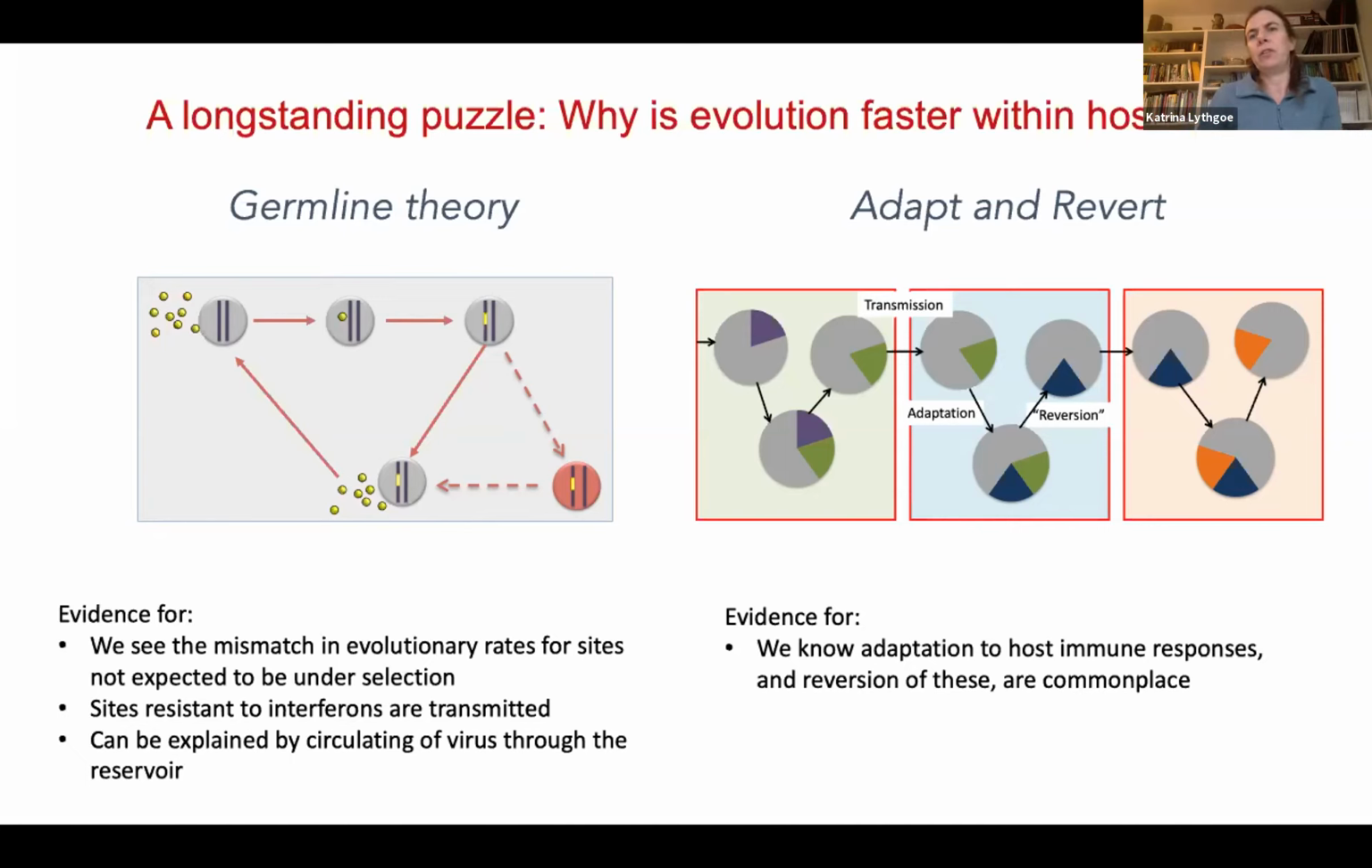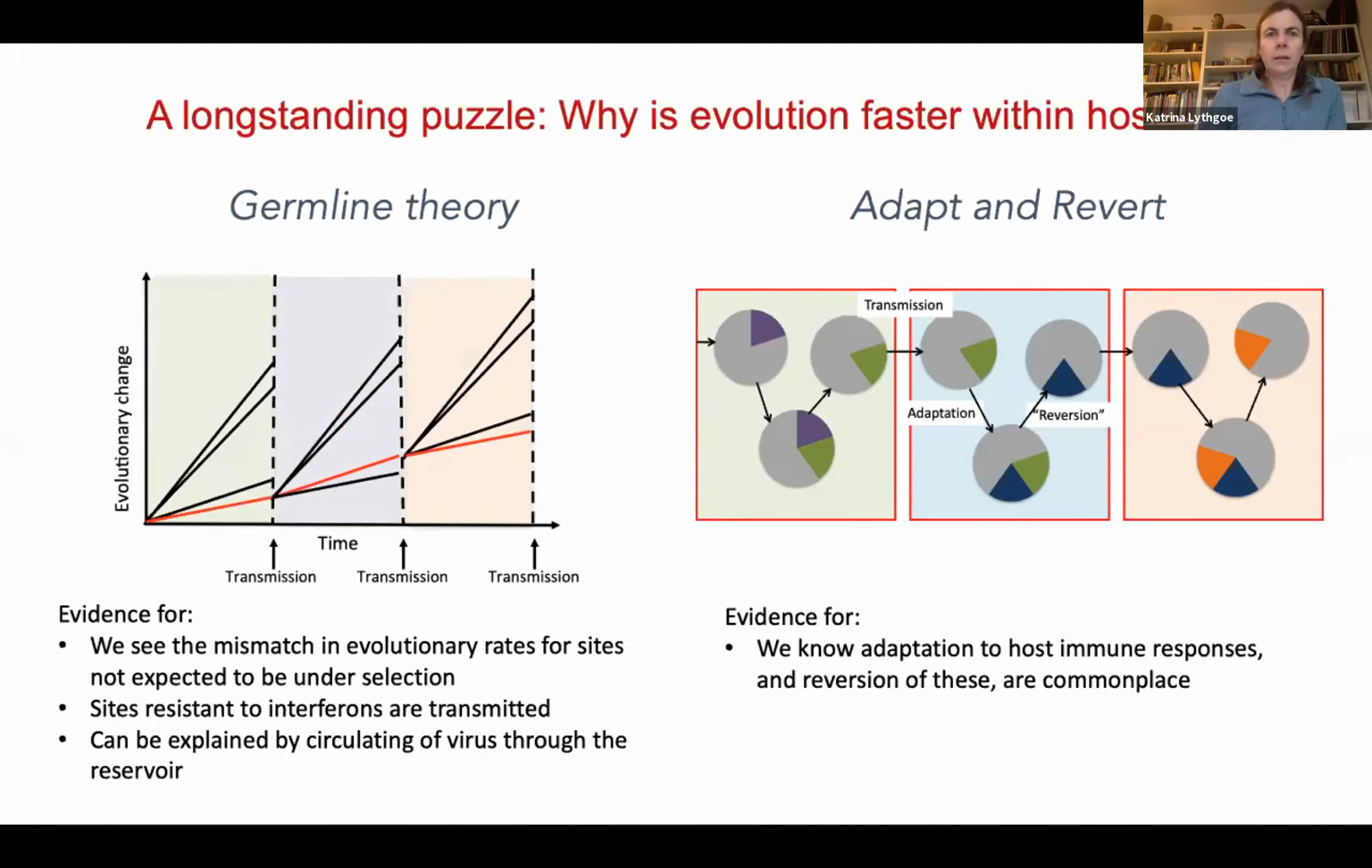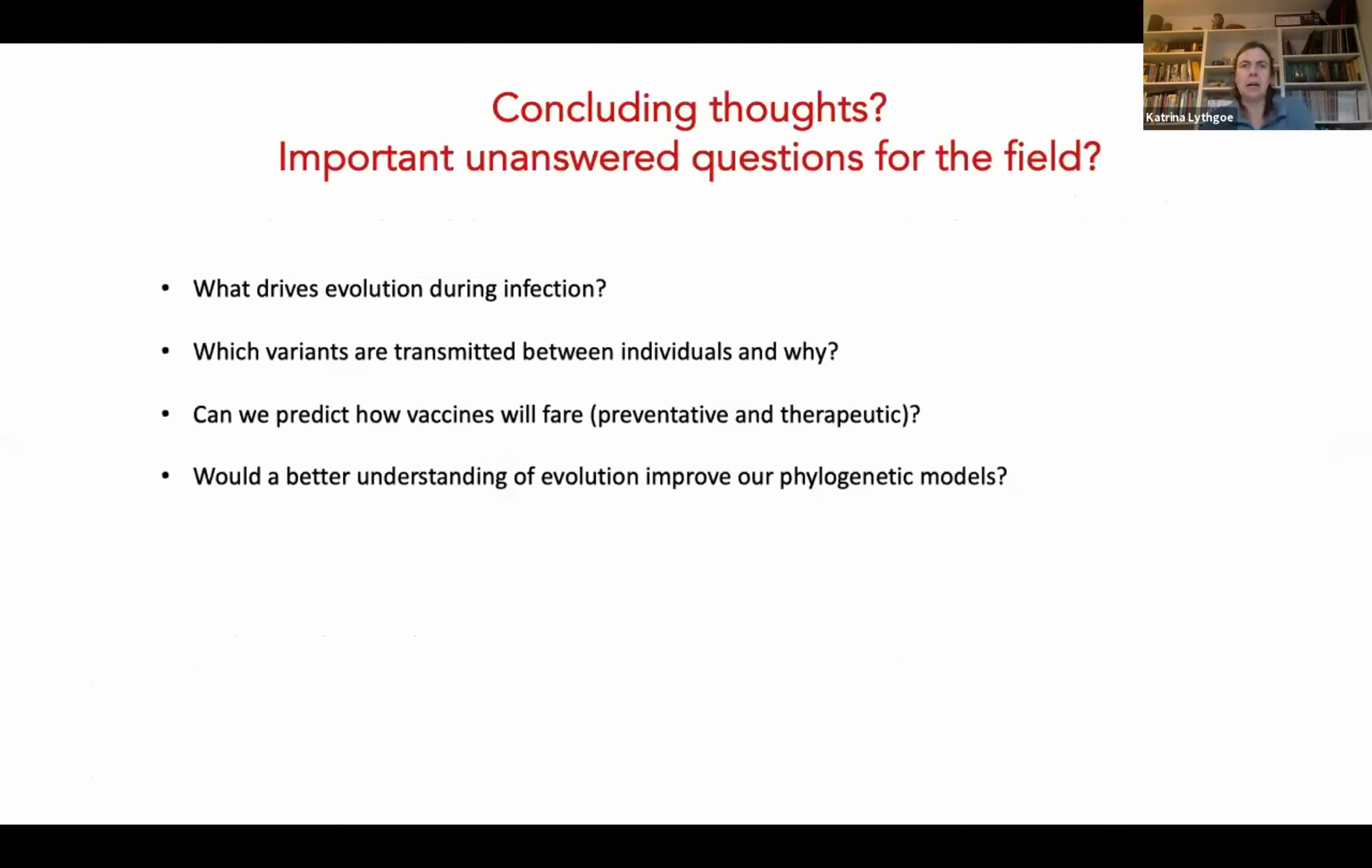And really disentangling this is quite important, because when we're wanting to think about, for example, what variants are transmitted for vaccines, then we really want to know where those variants are coming from. So this is just some really general unanswered questions for the field. So what drives evolution during infection? Which variants are transmitted between individuals and why? Can we predict how vaccines will fare? Will this be different for preventative vaccines and for therapeutic vaccines? And would a better understanding of evolution improve our phylogenetic models if we can include those mechanisms into our phylogenetic models?